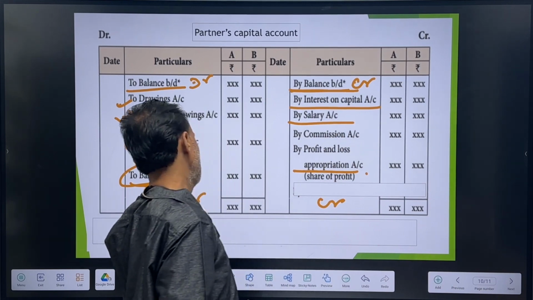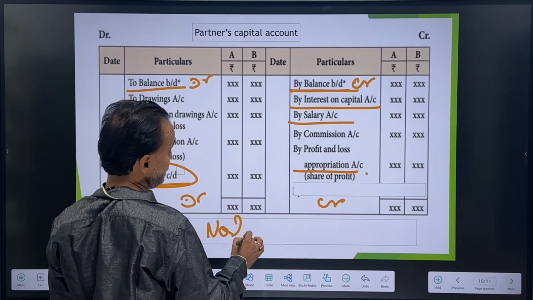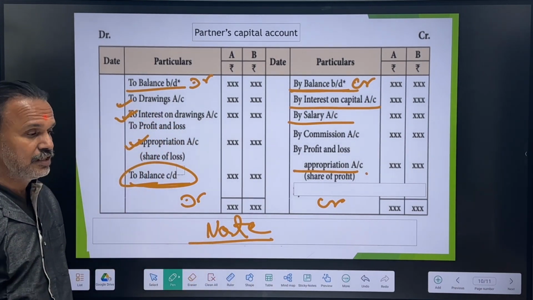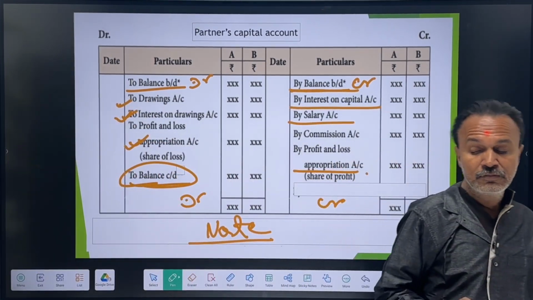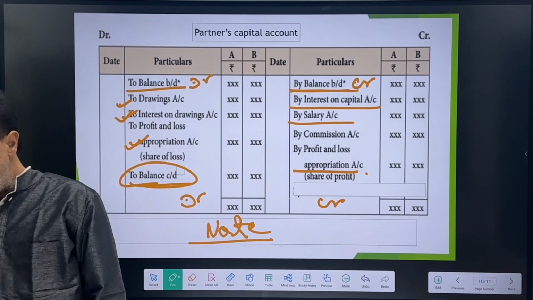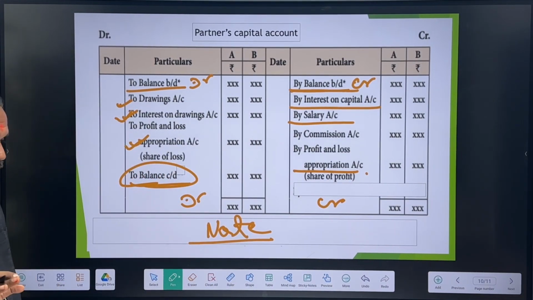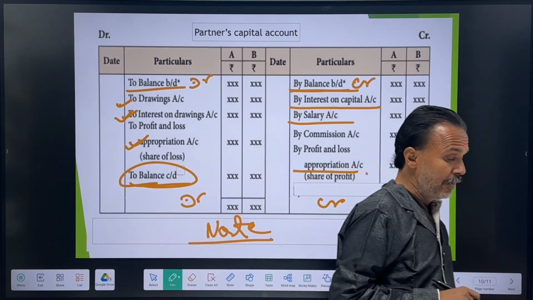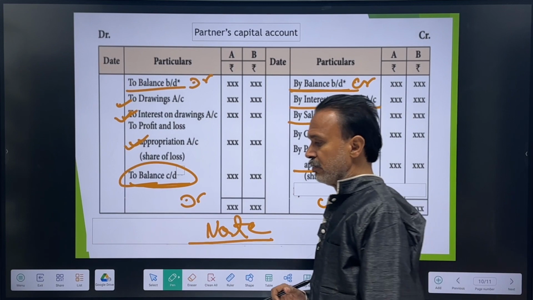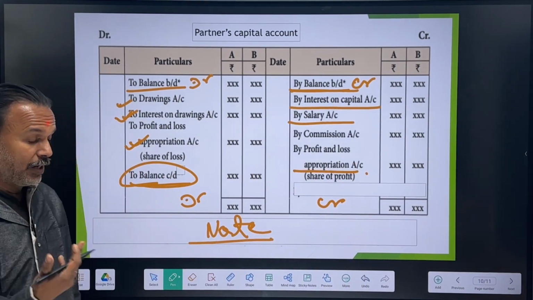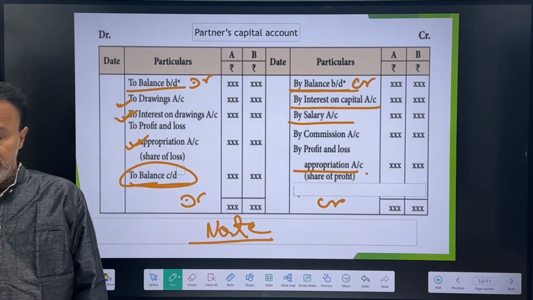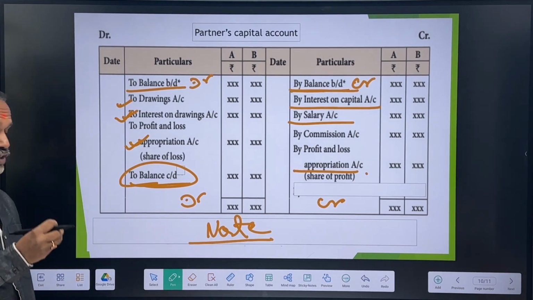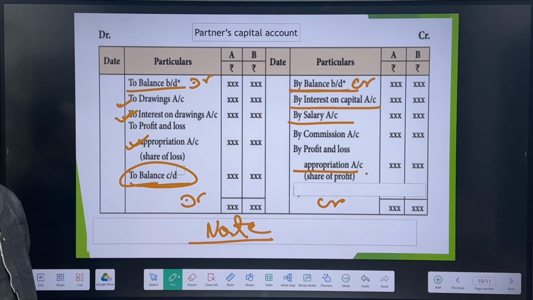यहाँ एक चीज और जो स्पेशल नोट है वो ये, if it is not mentioned in the question कि capital account is fixed or fluctuating, then we suppose that capital account is fluctuating. या अगर क्वेश्चन में कहा कि प्रिपेयर पार्टनर्स कैपिटल अकाउंट एंड पार्टनर्स करंट अकाउंट, दोनों अकाउंट बनाने के लिए कहा है, that means capital account is fixed. और if only mentioned in the question, only prepare partners' capital account, it means the capital account of the partner is fluctuating.